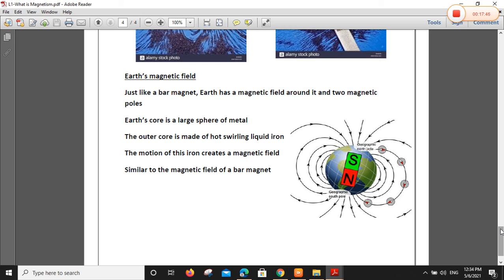Okay, on page 205, Earth has a magnetic field. Why? Due to the motion of liquid iron in Earth's core.